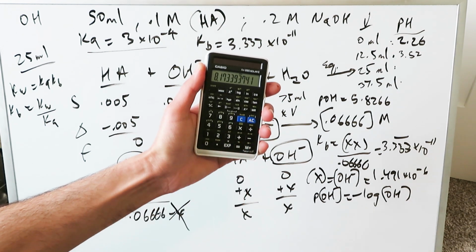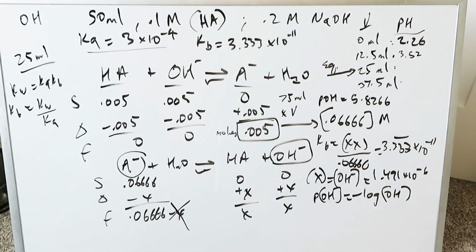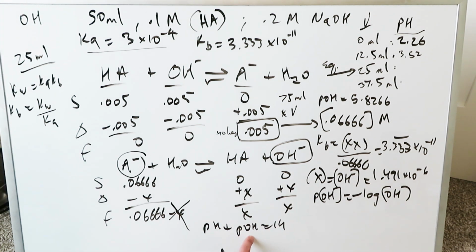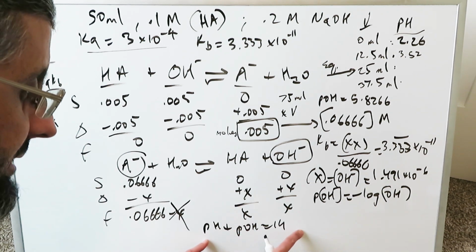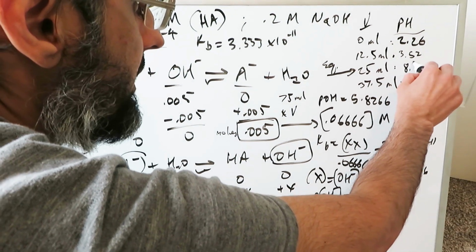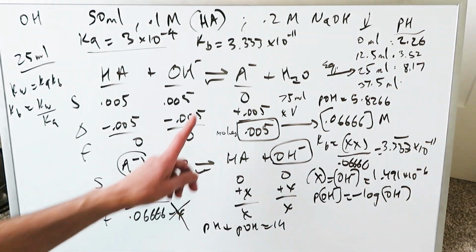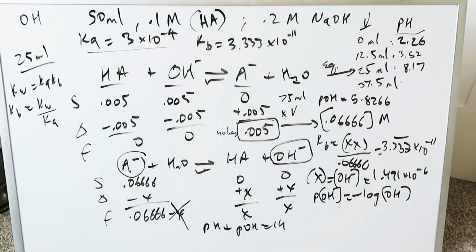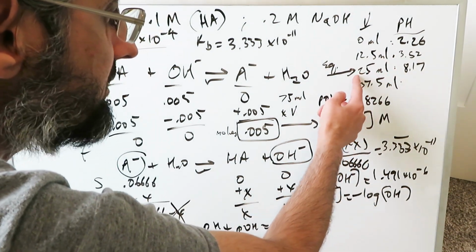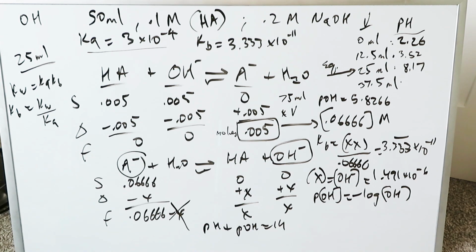You'll add it to 14, you get 8.17. Remember this very important formula, pH plus pOH is equal to 14. You know this. If I know this, I want to find this, I just take this on the other side and I minus it, and that's what I did. I get here 8.17. My pH of this buffer system at equivalence point is now 8.17. There's a dramatic shoot up of the pH because now the weak acid is entirely neutralized.